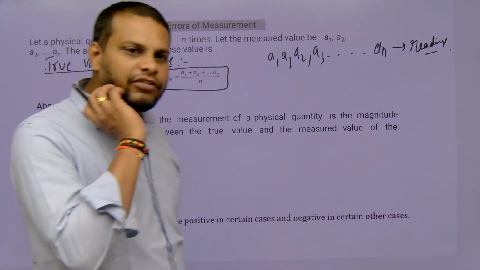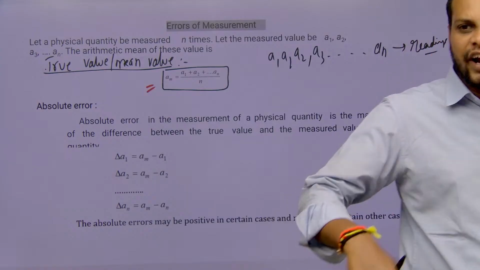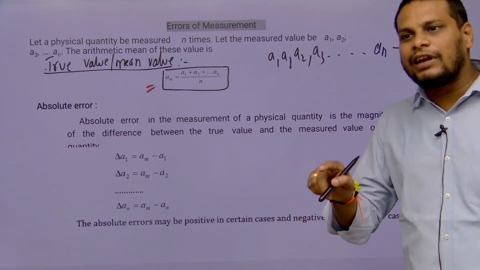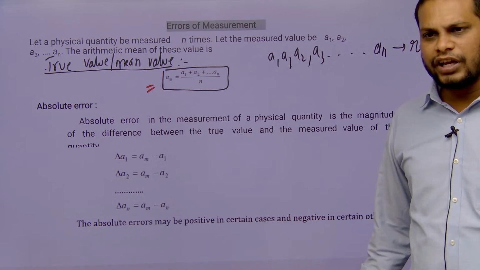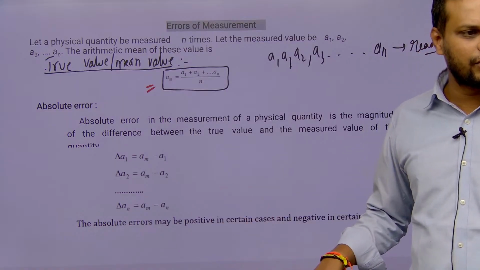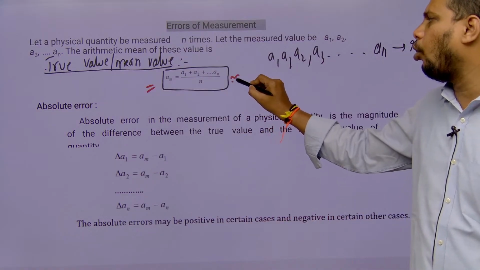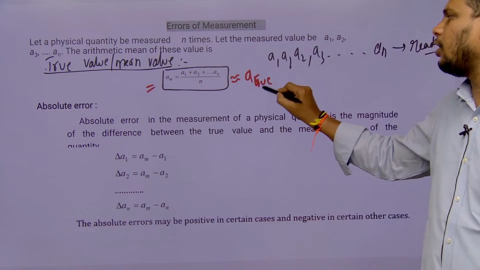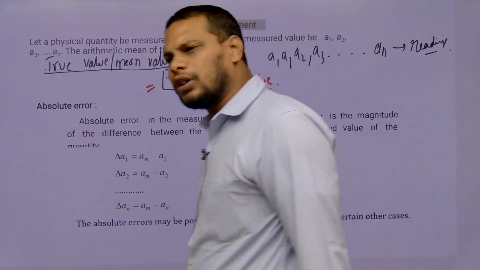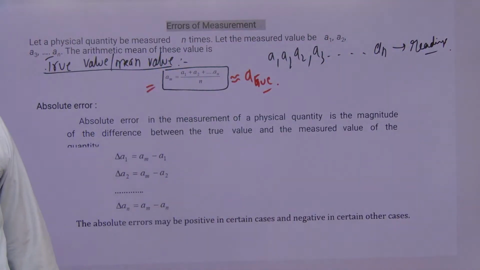Okay, now please remember, if you take more readings, then error will be less. Okay, now if you take more readings and average them, this value will be close to the true value. Are you clear? Now if you take the mean of all the readings, that value will be close to which value?